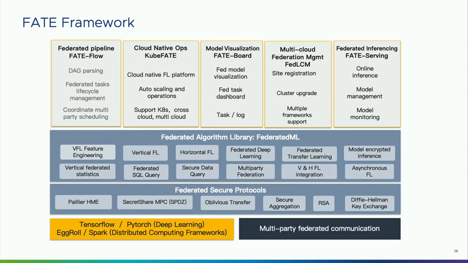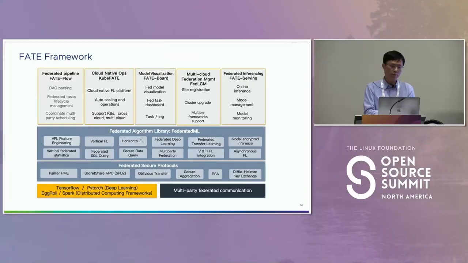Here's the framework of the FATE project. Underlying, you can see TensorFlow and PyTorch as the supported deep learning frameworks, and we also have the compute engines of Eggroll and Spark for distributed computing. If you want to perform local training, you can leverage all these open source technologies, TensorFlow, PyTorch, Spark, and so on, to build up your local training capabilities. Then we have the multi-party federated communication layer, which helps us perform the federated communication tasks.